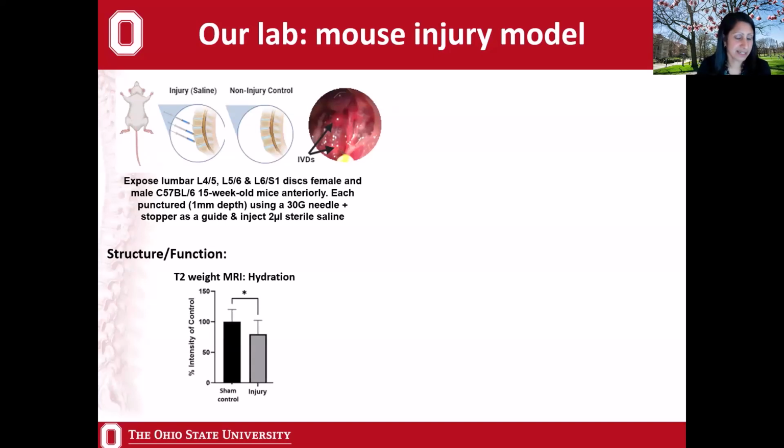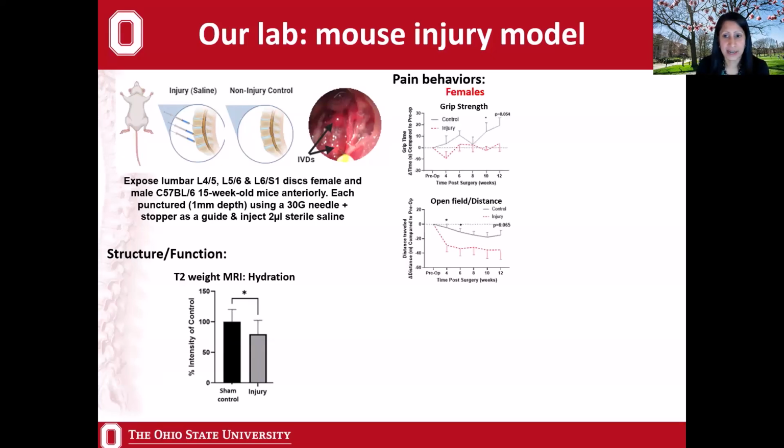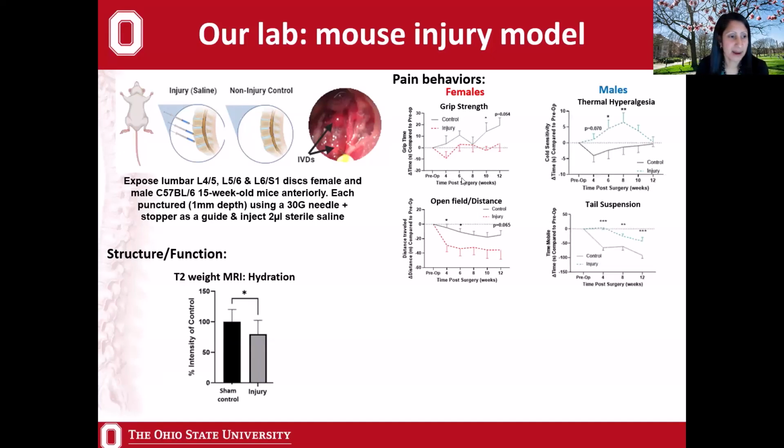We've seen similarities in structure and function of what we'd expect to see in a degenerate disc. So on MRI, we see a decrease in signal intensity. This is a measure of tissue hydration, so we're seeing a decrease in tissue hydration, water loss, which is indicative of a degenerate disc. And then looking at pain behaviors, we separate out males and females. What we can see with the females is a decrease in grip strength in our injury group, which is suggestive of more pain. We also see a decrease in the distance that the female mice travel, also associated with pain in our injury group. The males, we see different parameters where we're seeing increased sensitivity.